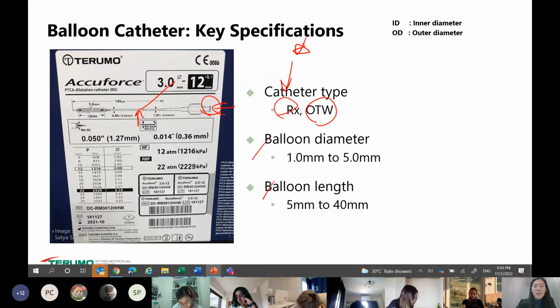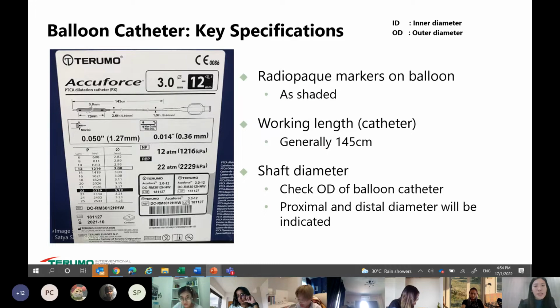Of course, the diameter and length will be stated. Again, there will be radio-opaque markers. Sometimes there's one, sometimes there are two, so you'll be able to see it shaded on the box. Working length is typically longer than your guiding catheter, because it has to go to your lesion, right? So more than 100 cm, typically 145 cm. Shaft diameter, you need to know this to check compatibility. You need to make sure that this catheter can fit into your guiding catheter.